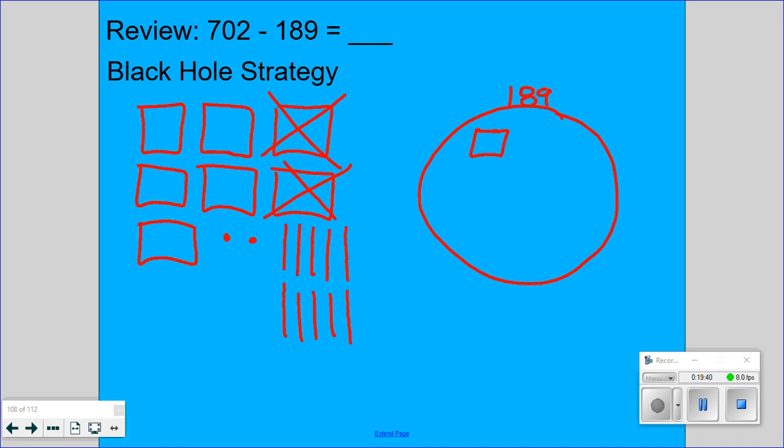I've crossed out 100. And instead of 100, I want 10 tens. Because 10 tens is worth 100. Mackenzie's right, though. I don't need all 10 tens. I'm going to cross out 8 of them because I need 8 tens to go to my black hole.